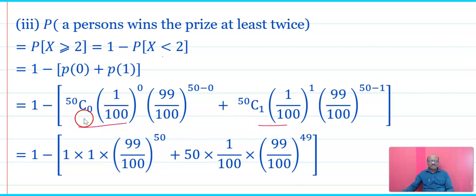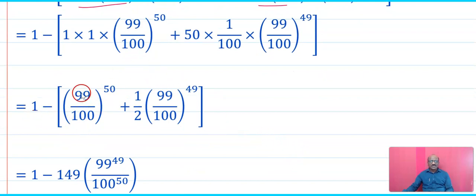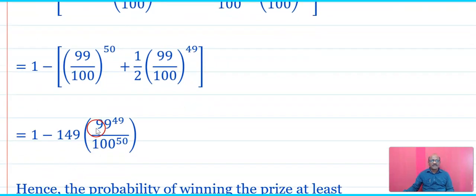Substitute the values. 50C0 times 1 upon 100 raised to 0 is 1, times 99 upon 100 raised to 50. 50C1 means 50 into 1 upon 100 into 99 upon 100 raised to 49. You get 1 minus (99 upon 100) raised to 50 plus 1 upon 2 into (99 upon 100) raised to 49. If we simplify it and take 99 raised to 49 common, that is nothing but 149 into 99 raised to 49 upon 100 raised to 50.